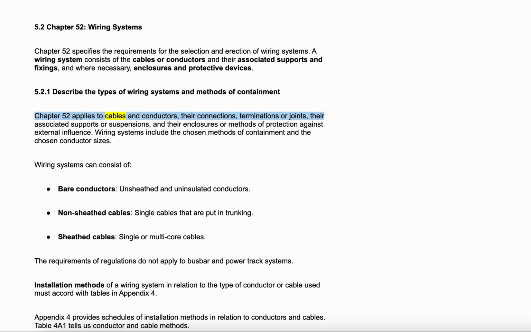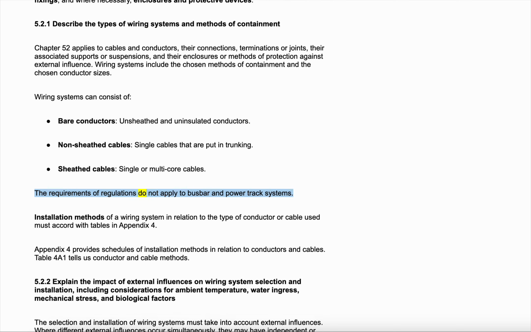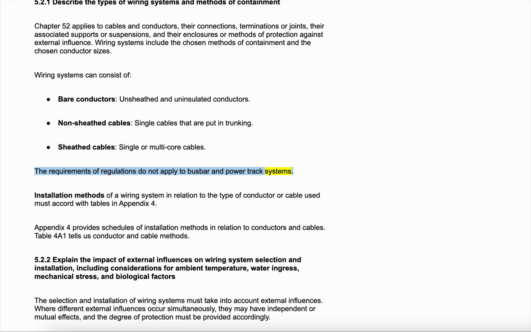Chapter 52 applies to cables and conductors, their connections, terminations or joints, their associated supports or suspensions, and their enclosures or methods of protection against external influence. Wiring systems include the chosen methods of containment and the chosen conductor sizes. Wiring systems can consist of bare conductors, unsheathed and uninsulated conductors, non-sheathed cables, single cables that are put in trunking, sheathed cables, single or multi-core cables. The requirements of regulations do not apply to busbar and power track systems.